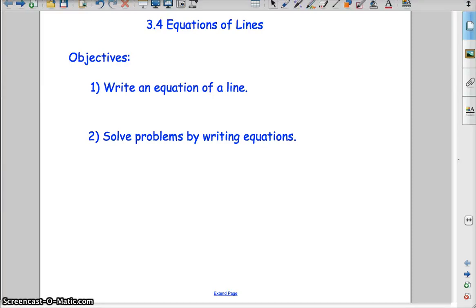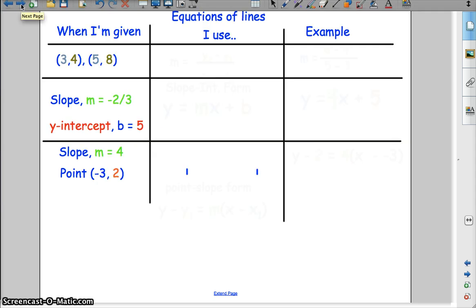We are going to start Chapter 3, Section 4, Equations of Lines. We're going to write an equation of a line and solve problems by writing equations. We're going to begin with making this chart in your notes. Go ahead and pause the video, write down this chart. Okay, so you're going to be given some different information about the lines, and we're going to be able to write some equations from them.